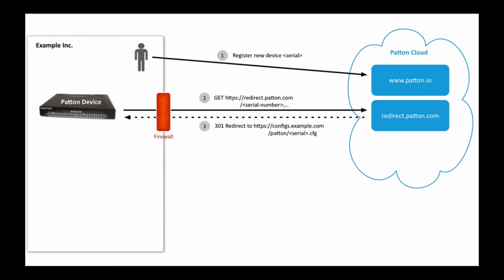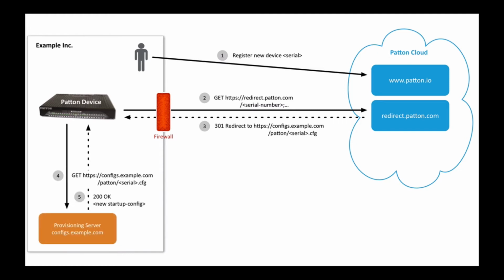The cloud then sends a redirect message. For example, something like you see here, configs.example.com/patton/serial number of the device.cfg. This is a file that the device is instructed to download as its initial configuration. If the Patton device receives such a redirection message, it sends another GET request to that redirected-to URL, and finally receives a 200 OK response together with the new startup configuration. After it receives its configuration, the last step the device performs is to reboot with this new startup config, and then the device is provisioned and has the configuration as desired by the customer.